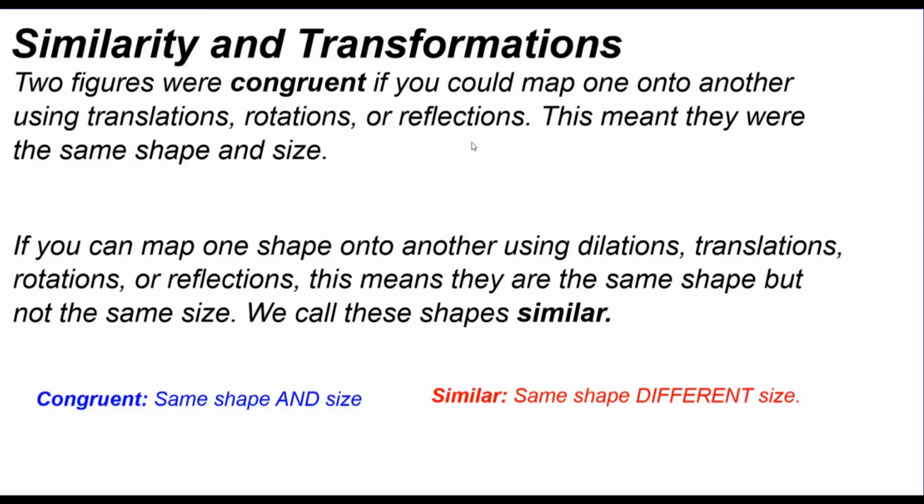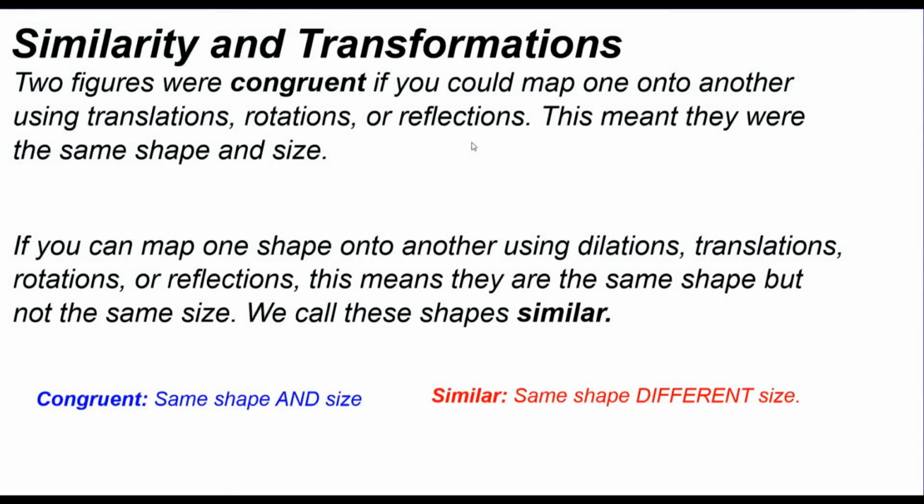And if you can map one shape onto another using dilations, translations, rotations, or reflections, this means that they are the same shape but not the same size. We call these shapes similar. So if you can map one onto the other using all of our other transformations now, including dilations, we call them similar.